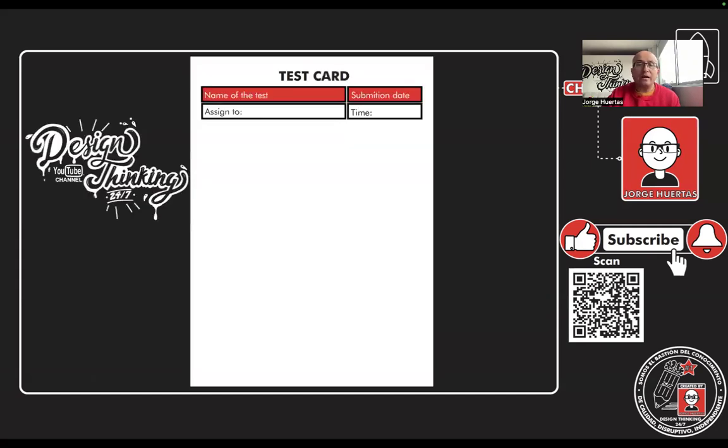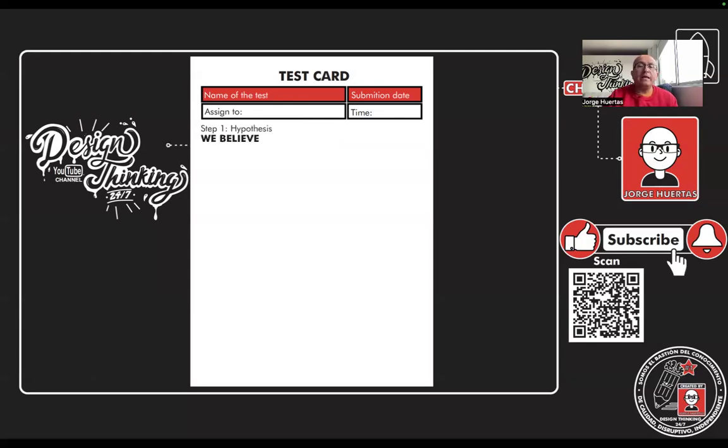Okay, so the test card has the following information. First, I'm going to show you the structure, and then I'm going to show you an example. So the name of the test, if you have a specific test that you're going to make, and the person responsible. Of course, you have to give someone the responsibility of the test and say how much time it's going to take.